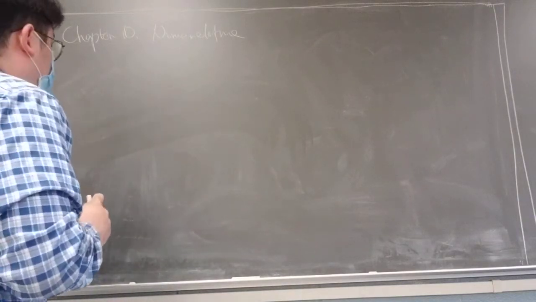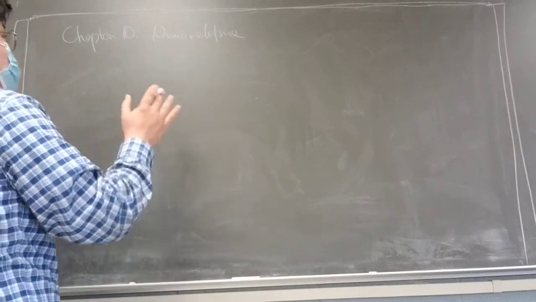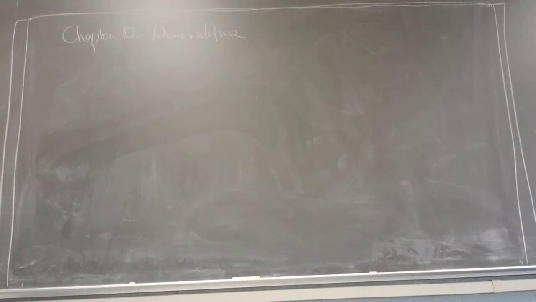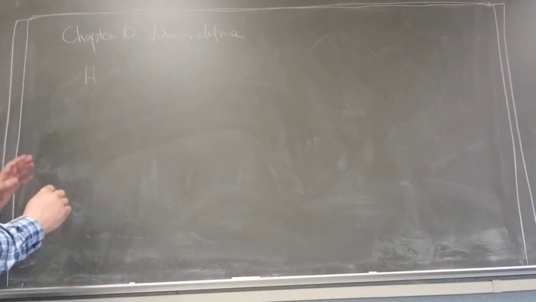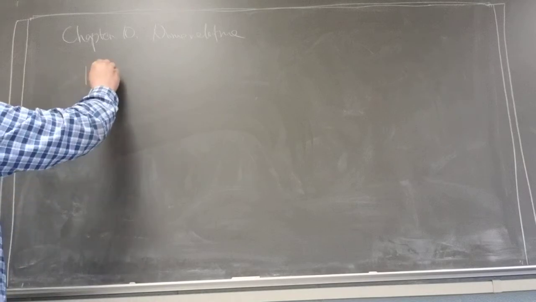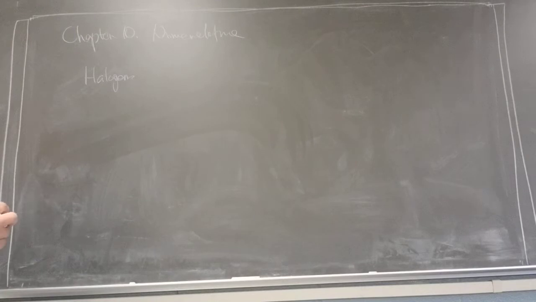So how are you going to write the name of the compounds? That's the key. Besides all the common rules, there are a couple more things I need to mention on this nomenclature. Chapter 10 is about halogens. So whenever you have halogen groups, this is something you can do.